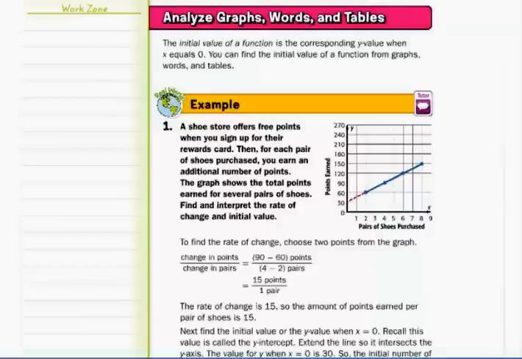A shoe store offers free points when you sign up for the rewards card. Then for each pair of shoes purchased, you earn an additional number of points. The graph shows the total number earned for several pair of shoes. Find and interpret the rate of change and the initial value.